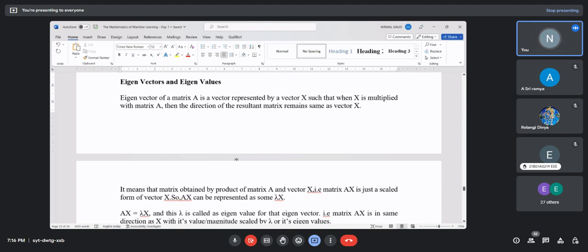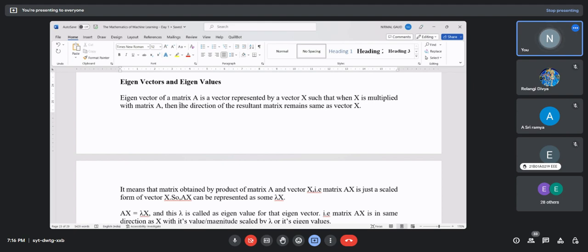Eigenvalues and eigenvectors are very, very important terms, because they are used in algorithms. As I already told when I was starting the topic of linear algebra, there are algorithms, for example PCA, principal component analysis, and SVD, singular value decomposition. PCA requires eigenvalues and eigenvectors. You have also studied, and we did some basic problems in the last class.